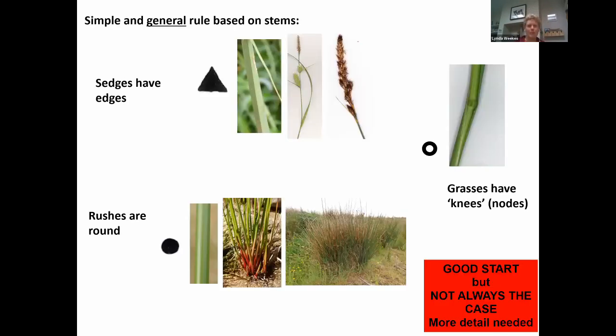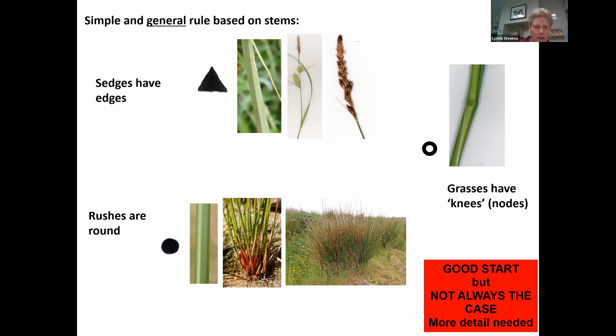This one is just a simple and general rule first. Sedges have edges. Sedges tend to have triangular stems. They do look grass-like, but they tend to be triangular. Rushes are round. They tend to have round leaves or round stems. And grasses have knees or nodes, and they tend to be hollow, right? Now, that's all very well, but it's not enough, because some sedges don't have edges, they're rounded. Some rushes aren't round, and grasses don't always have knees or nodes, because vegetatively sometimes they're not present. So it's a good start, but it's not enough.